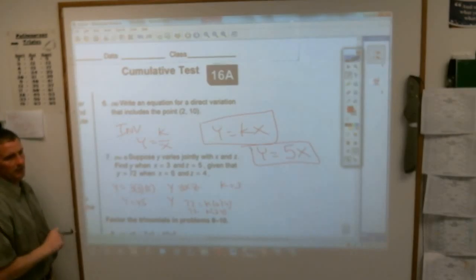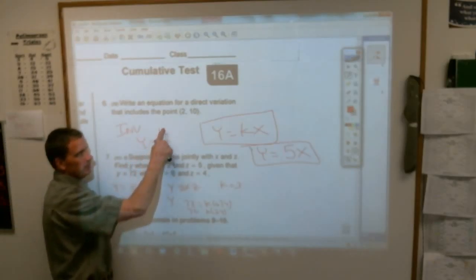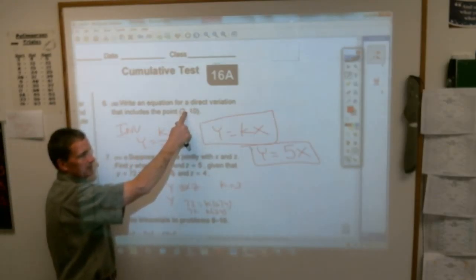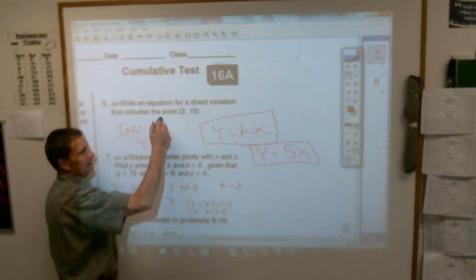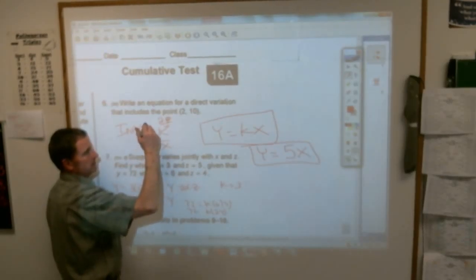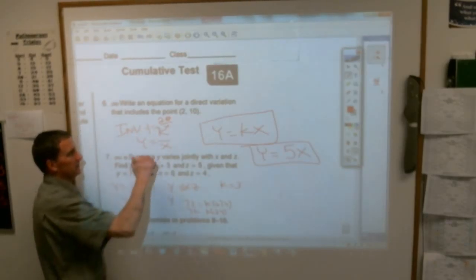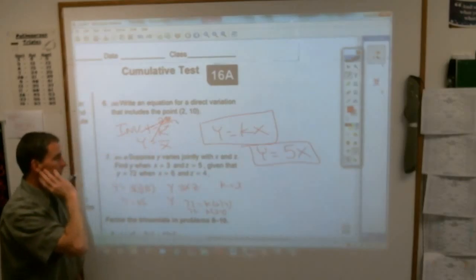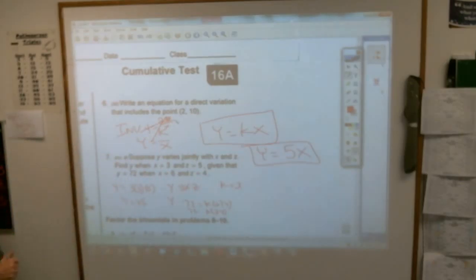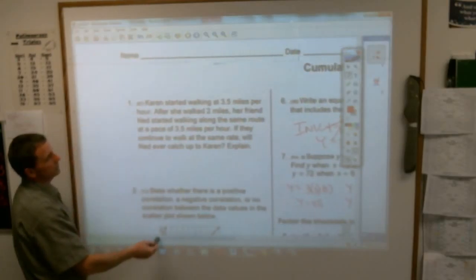If it said inverse variation, you find the constant by multiplying those two together. If they were asking for the inverse, you'd have y equals 20 over x. Because they have to equal each other when you multiply them together. But they asked for direct. And you good there. That should be relatively not too difficult.